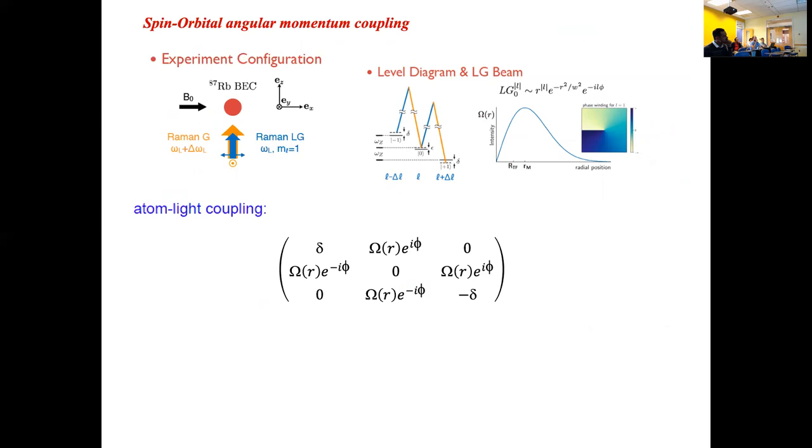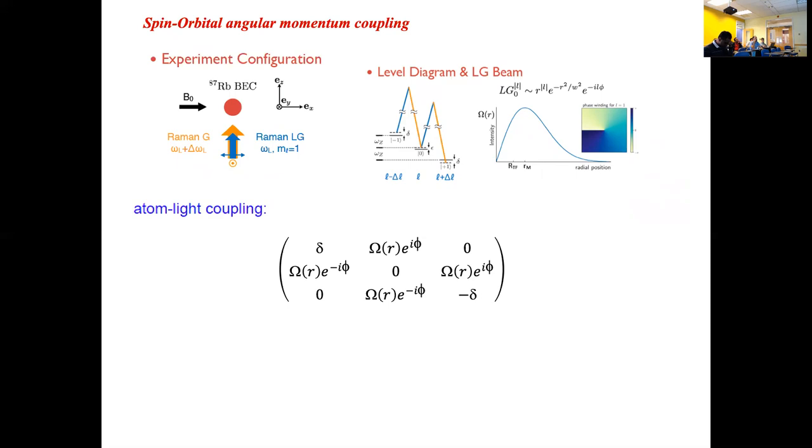For our case, we want to couple it to orbital angular momentum. It turns out there is a way to do it: we just replace the linear momentum Raman beam by something called the Gaussian Laguerre beam. This light has an intensity that is zero at the center, but finite, going through some maximum outside, with a phase that actually goes around. So that gives us the angular momentum.